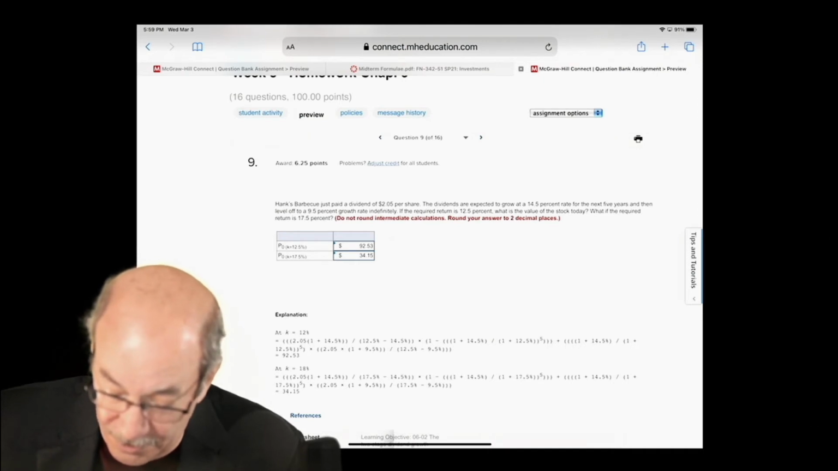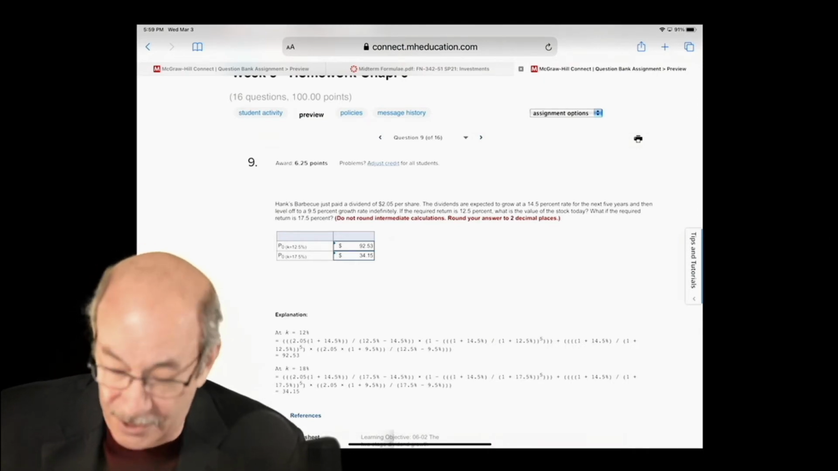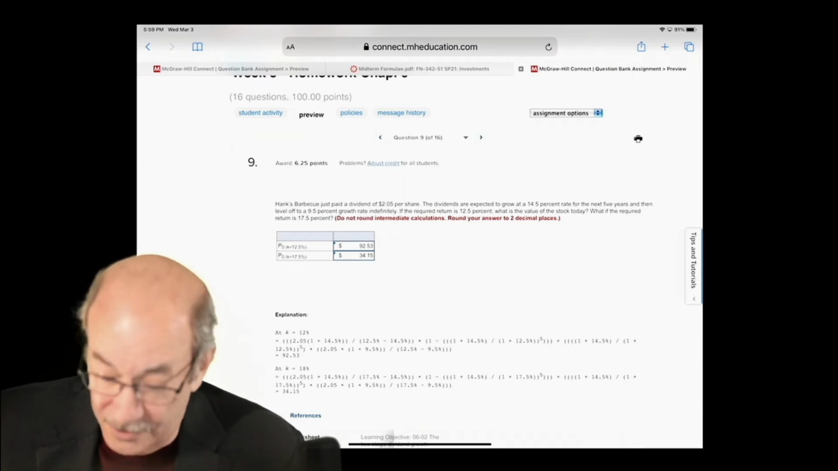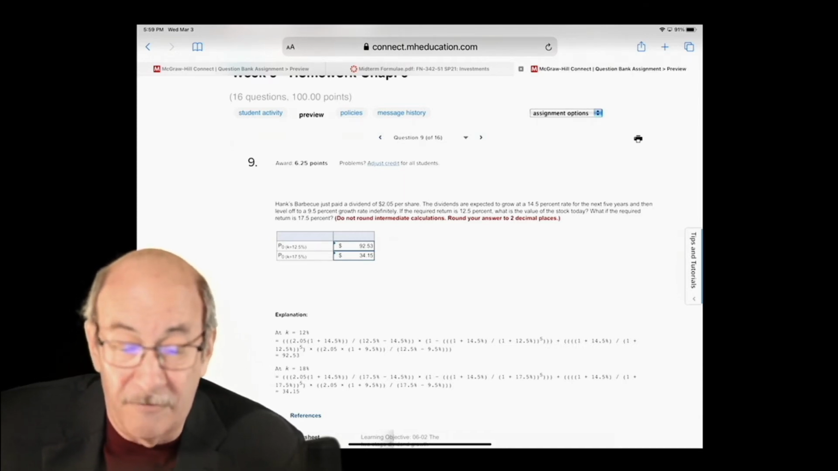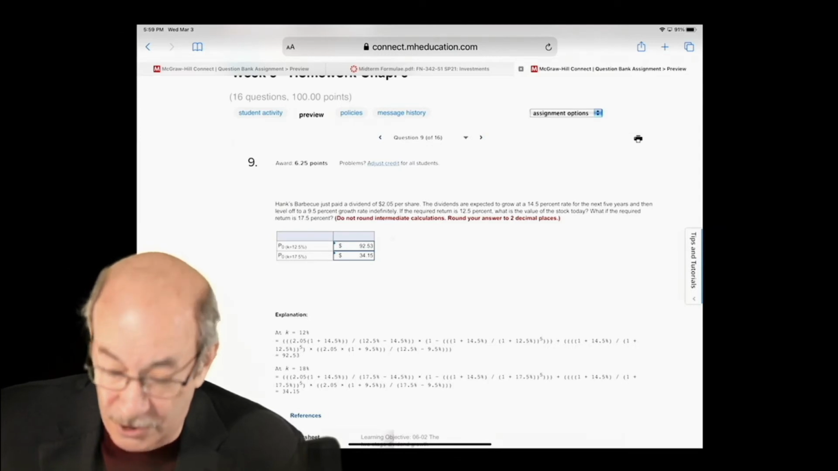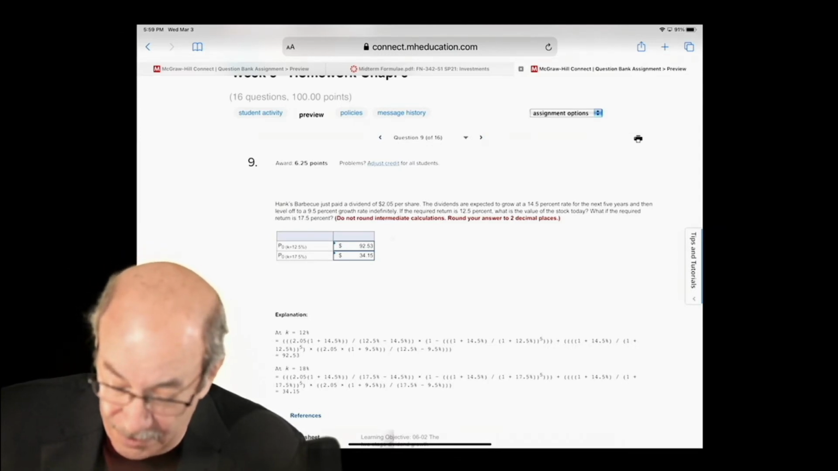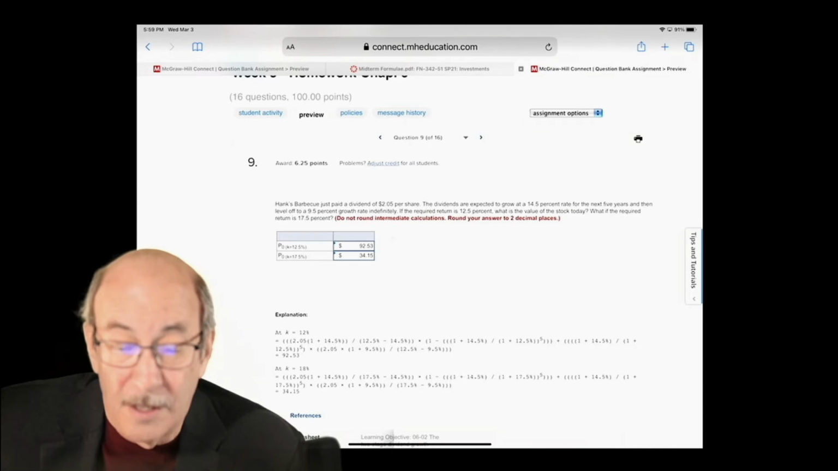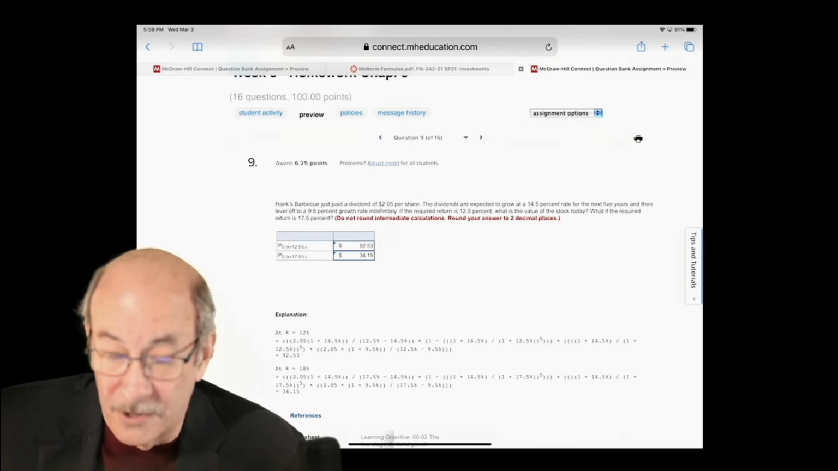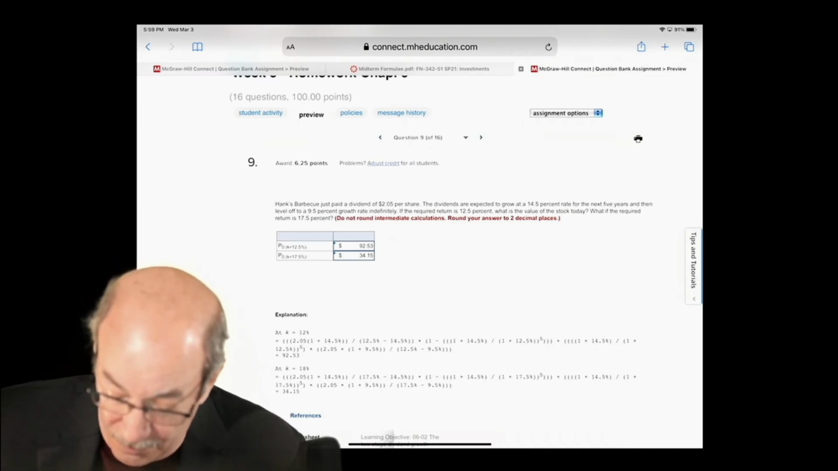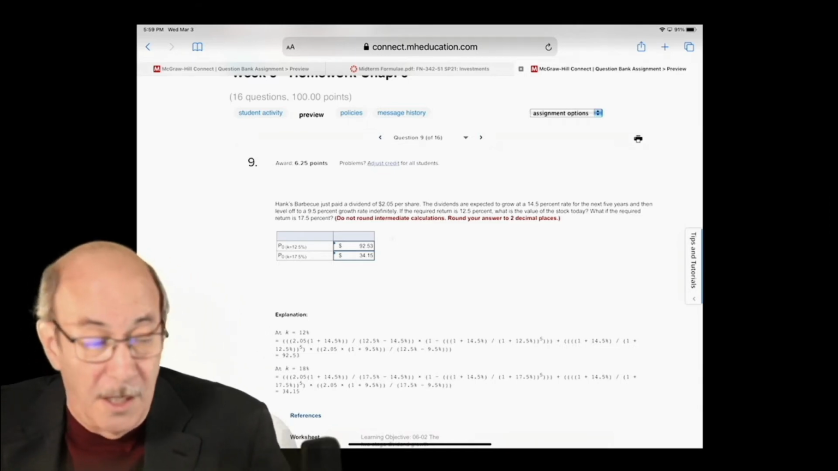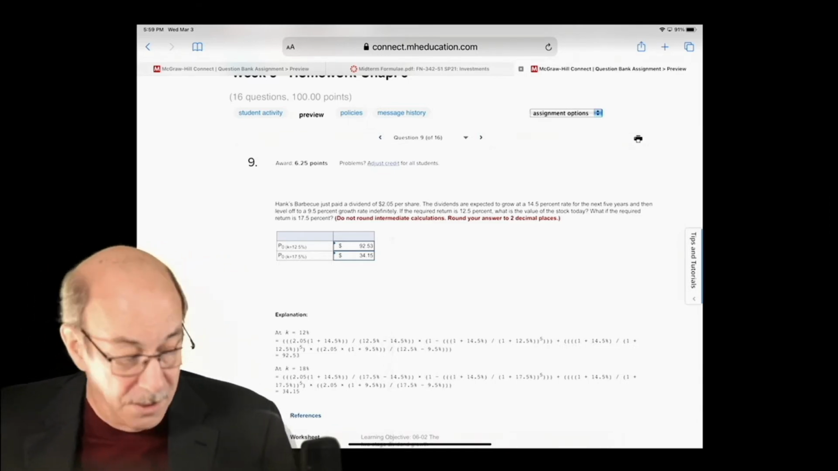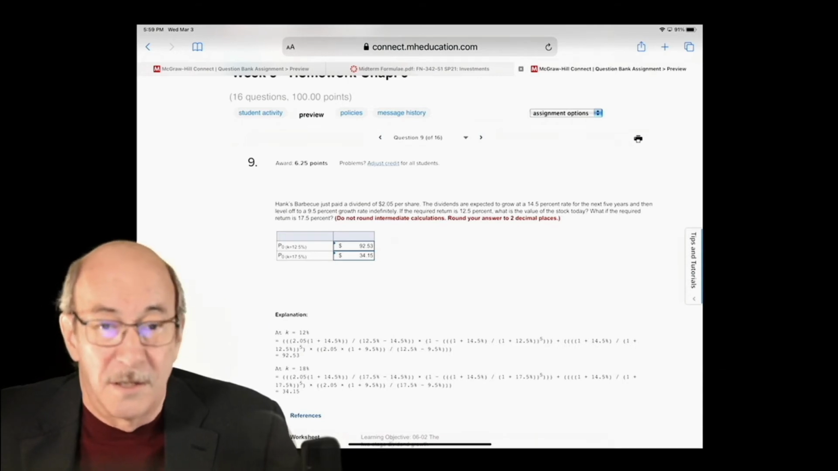So I already know this is going to be a two-stage dividend discount model probably. So 9.5 is G2, G1 is 14.5. If the required rate of return is 12.5%, what is the value of the stock today? So we need P sub 0 or V sub 0. And let's see. Let me grab my formula sheet here.